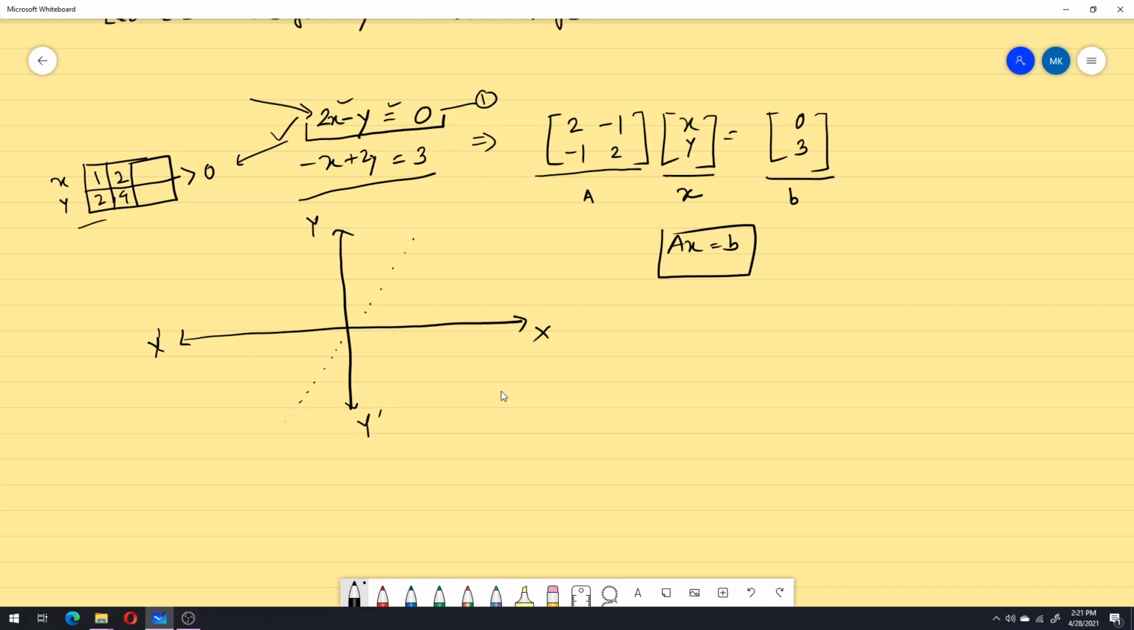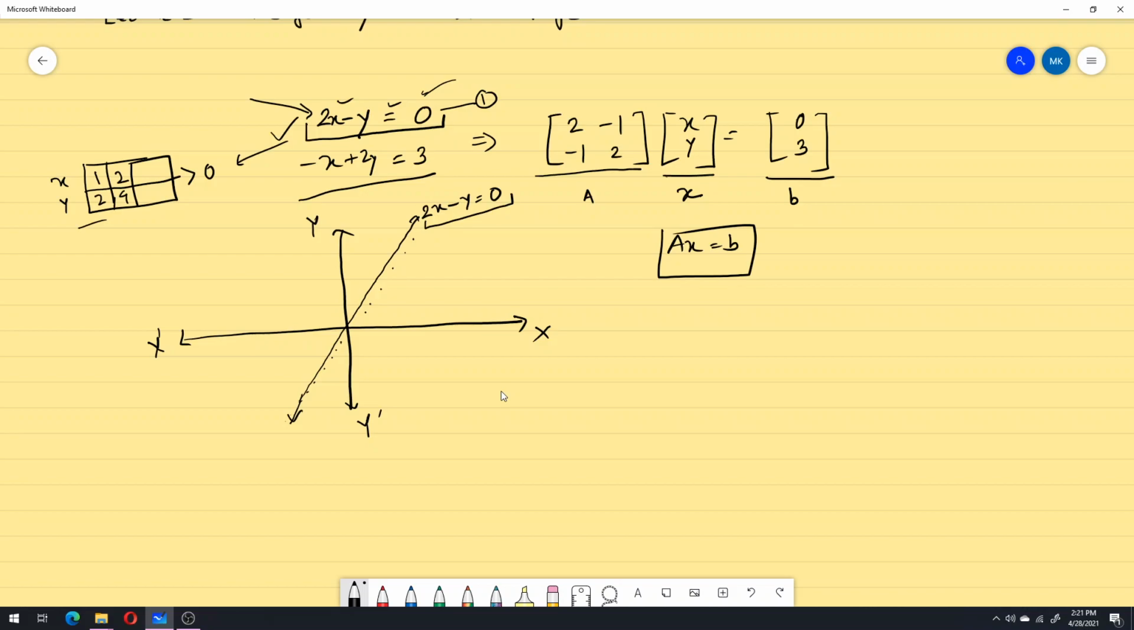So if you combine all these points, you will get what? You will get a straight line. So 2x minus y equals 0. I think this part is clear, that if you plot all the points of the first equation, you will get a straight line. So what is the picture of this first equation? It is a straight line that goes through the origin.